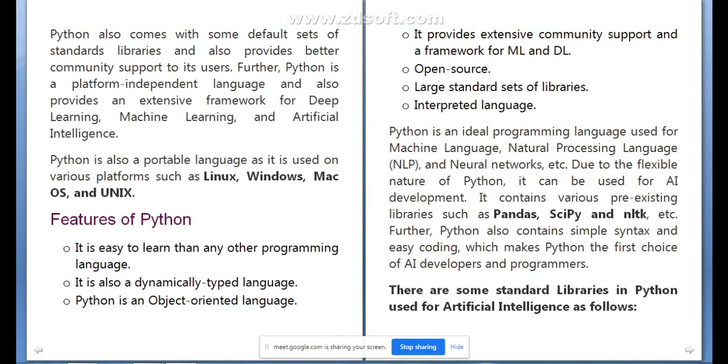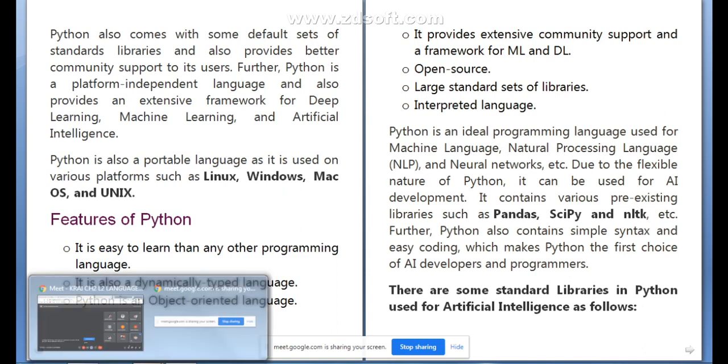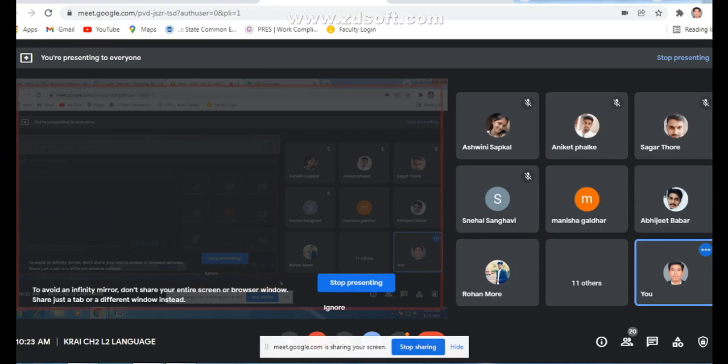Sir, NumPy, Python में NumPy. Pandas. Pandas भी Python में यूज की जाती है, लाइब्रेरी Pandas. Pandas is also a library of Python. Yes, ओके. और रोहन, और कौन सी होती है?